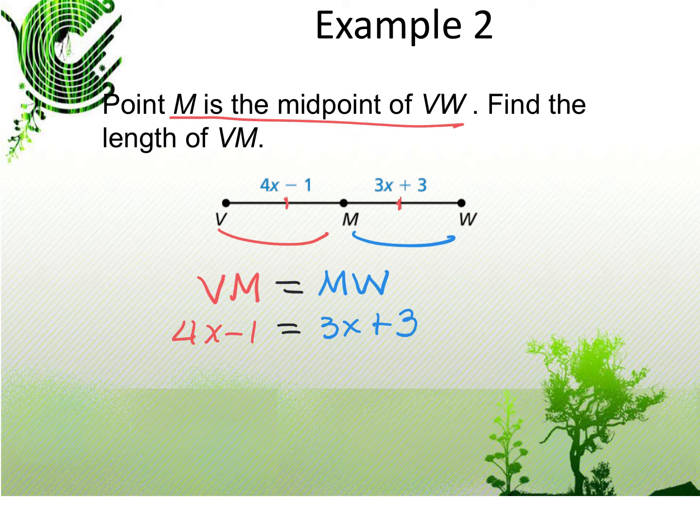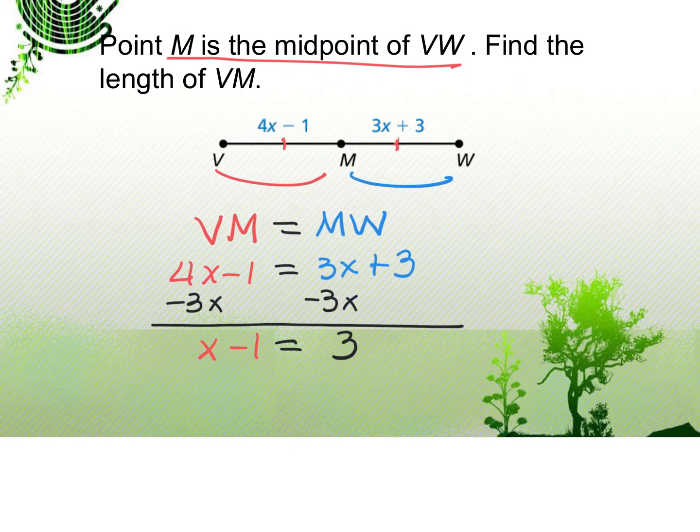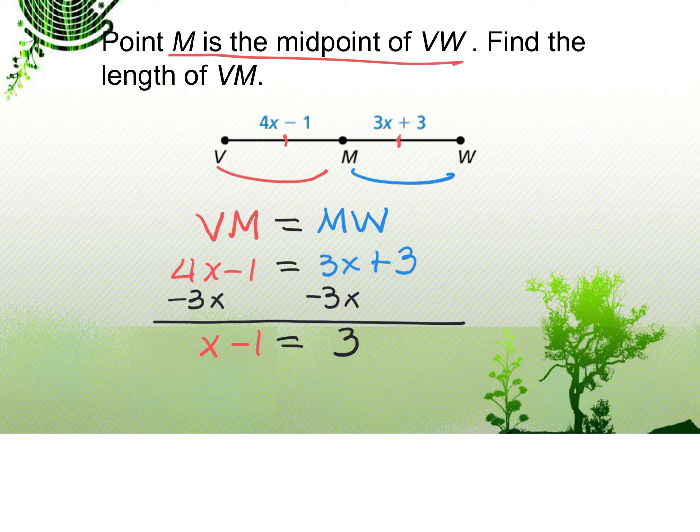to you. So I'm going to subtract 3x from both sides, because I need to get my letters on this left side. So then now I'm left with x minus 1 equals 3. I now need to move the numbers together. So I'm going to add 1 to the other side. And my final answer here is x equals 4.